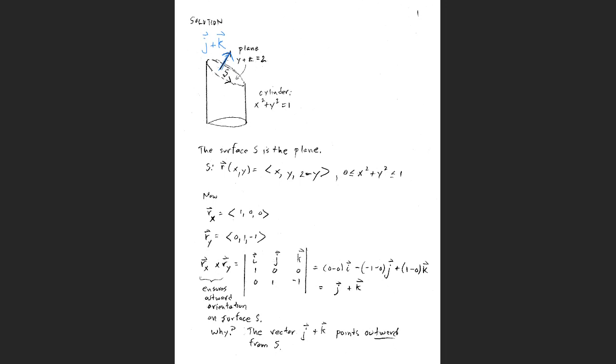Okay, what's the next step? Now that I have this cross product vector, what about the vector field? What do I need to compute for the vector field?